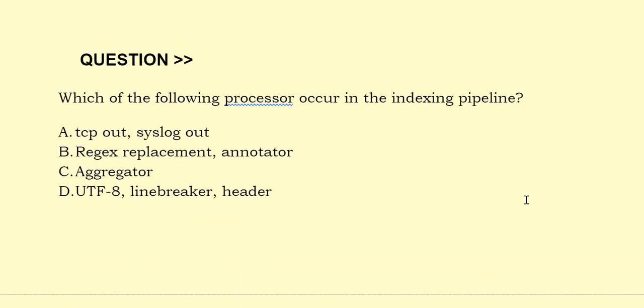The correct answer is option B. Our next question is, which of the following processors occur in the indexing pipeline? Option A. TCP out, syslog out. Option B. Regex replacement, annotator. Option C. Aggregator. Option D. UTF-8, line breaker, header.